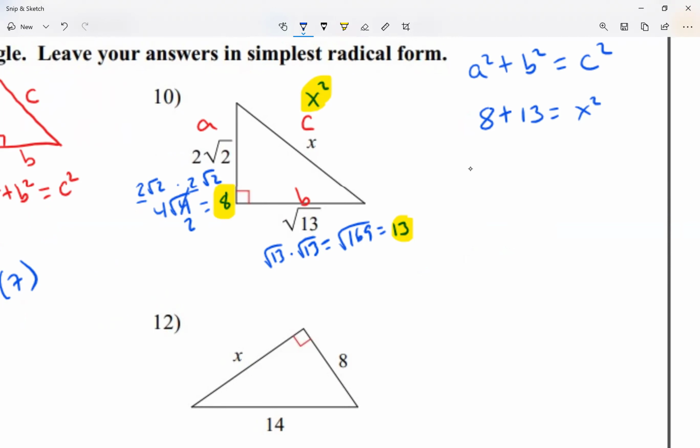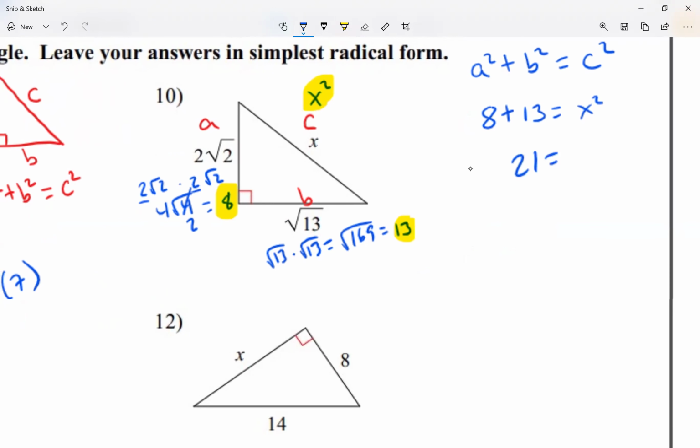But then 8 plus 13, we know what that is. That's pretty simple. 8 plus 13 is 21. So 21 is equal to x squared. That means that x must be the square root of 21. Now, can we simplify that? 21, I think of this as 7 times 3. But the 7 is not a perfect square. The 3 is not. No, that's as simple as we can go, right? Okay, so my answer is square root of 21.